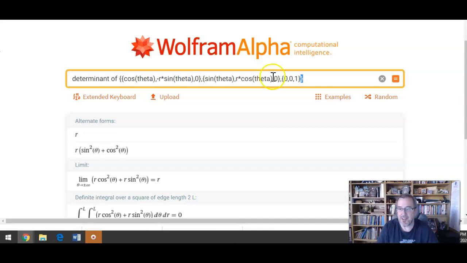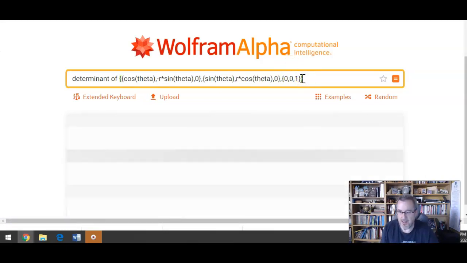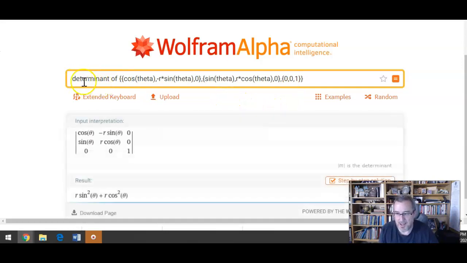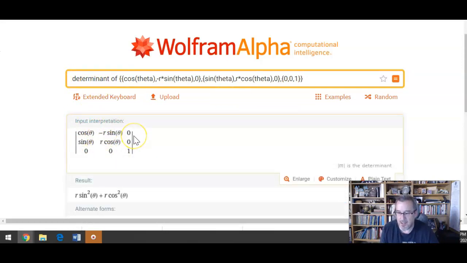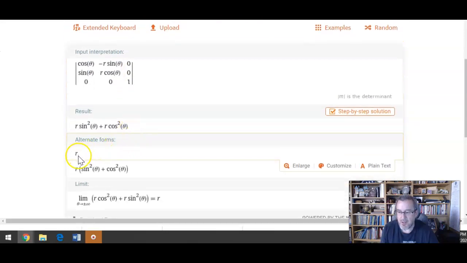And then inside the braces, you put braces around the rows, not the rhos, the rows. So the first row, if you look back, was cosine theta, negative r sine theta, 0. So put that in braces. The second row was sine theta, r cosine theta, 0. And then the last row was 0, 0, 1. And so when you enter that, Wolfram Alpha will interpret it as a determinant, boom, it'll evaluate that determinant, and it'll show you the r.